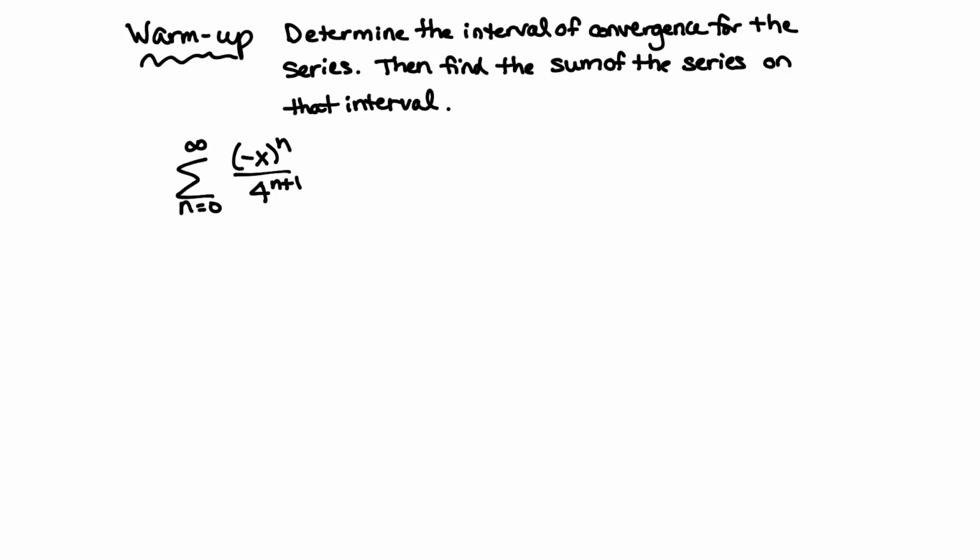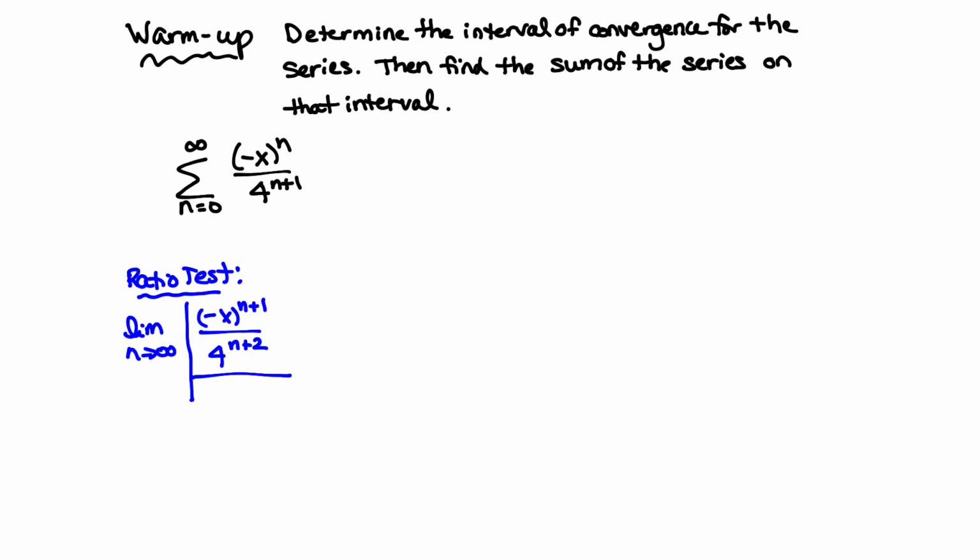So for your warm-up problem, there's two ways you can do it, but some people love the ratio test. So let's pull out the ratio test because I think a lot of you guys are doing that. In the ratio test, remember, the ratio test can be used to determine intervals of convergence for power series, and that's when you put n plus 1, and that would make that n plus 2 over minus x to the n over 4 to the n plus 1.